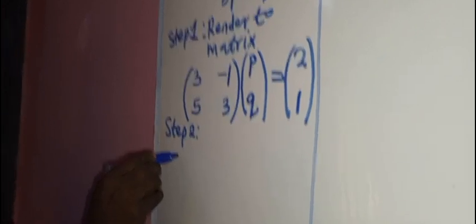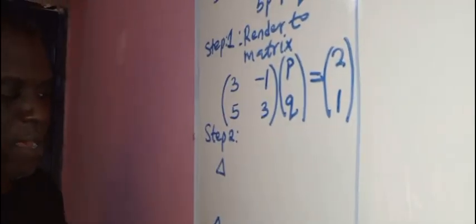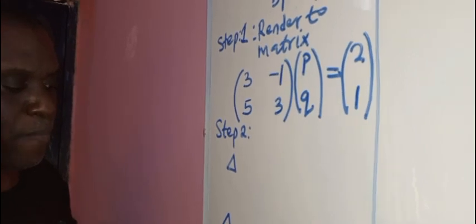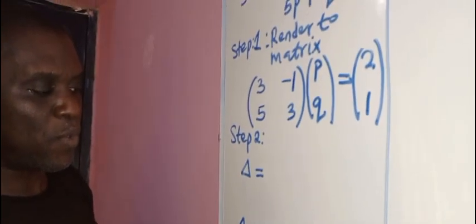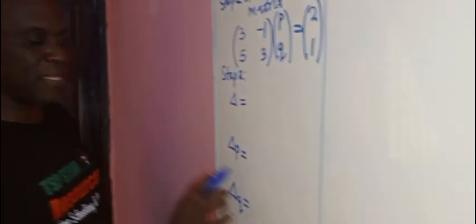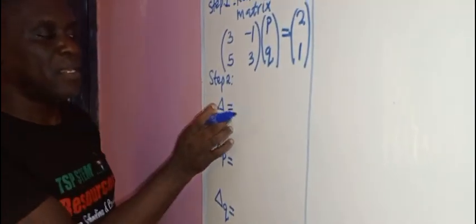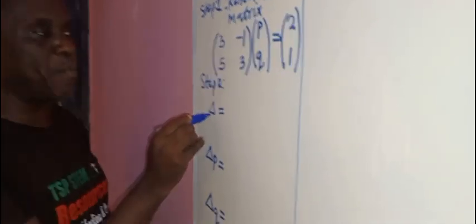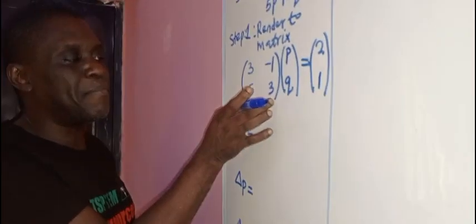Step 2, you will find delta. You will find delta P, you will find delta Q. Now what is delta? This delta without P or Q means the determinant of this matrix.